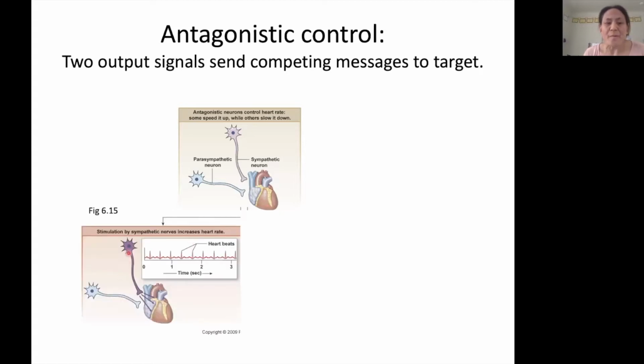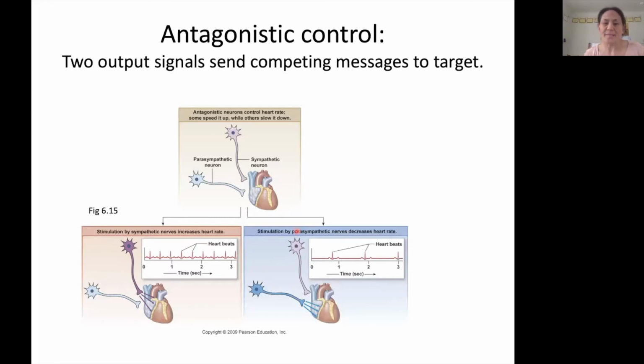If we have more input from our sympathetic neuron than from our parasympathetic neuron, the heart rate is going to increase, okay? In this case, the input from the parasympathetic neuron is stronger than the input from the sympathetic neuron, and that's going to cause the heart rate to slow down, okay?